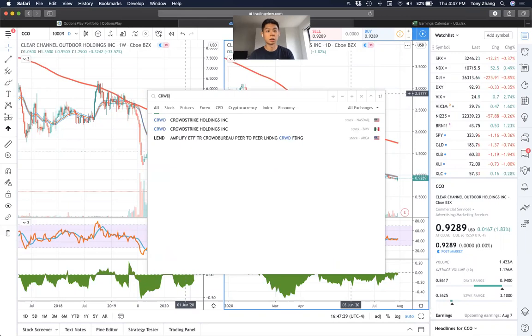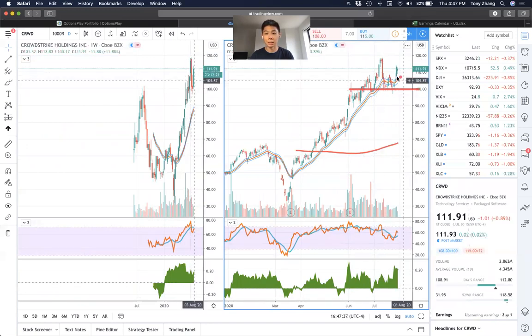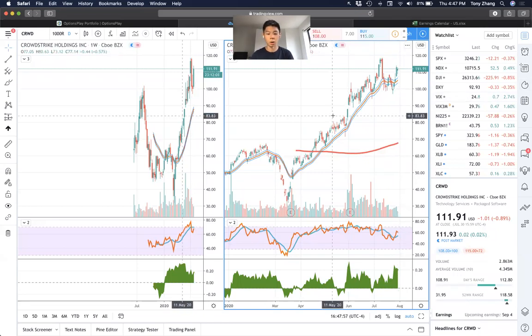IBB. So CRWD, CrowdStrike. This is one that I've consistently liked. It's a cybersecurity stock, which from my fundamental perspective makes a lot of sense. Recently started to break out here to the upside. So I do think there's further upside. But again, these are the types of plays that you should be very careful about chasing. If you're going to do so, do it in a way with the least amount of risk. And I cannot say this enough: use calls, call spreads.